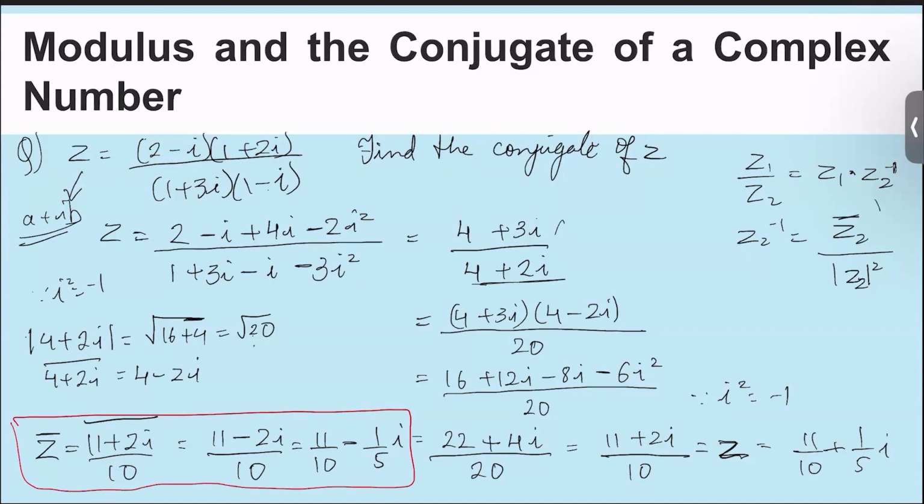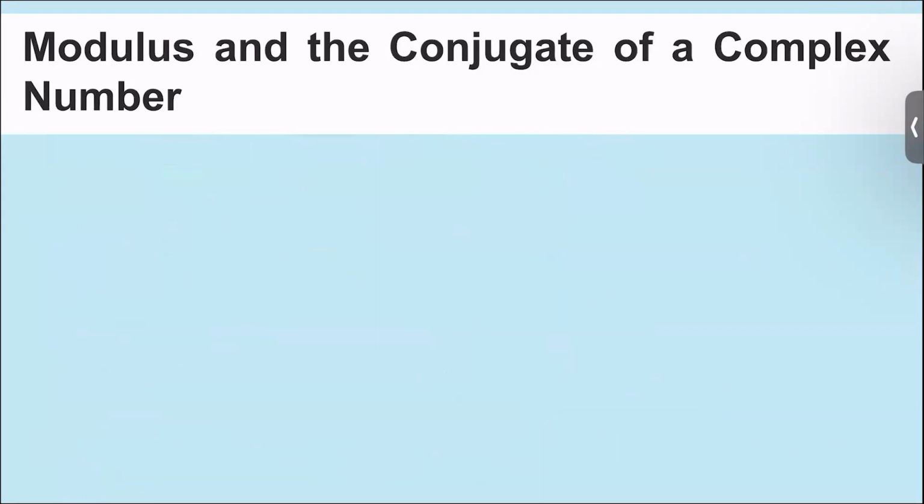Okay, so you can see that over here we have used both the modulus as well as the conjugate to first simplify for z. And then we have found the conjugate of the result of what we simplified for z. Now let's see another question.